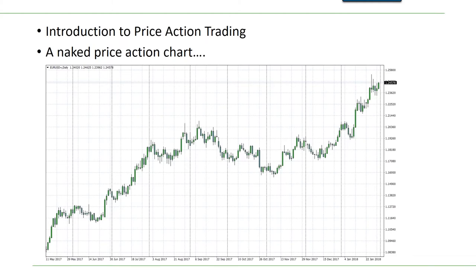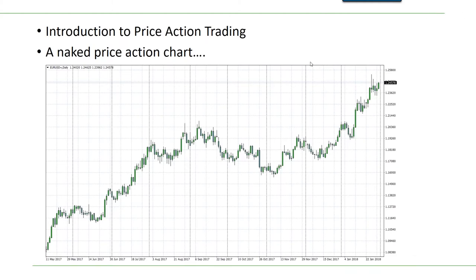As opposed to, okay, here, a naked price action chart. Just a very, very simple one. There's nothing on that chart. We have price identified here as candlesticks. For those of you who are completely new to trading, you can choose on the MetaTrader platform to have price identified as a line drawing, or as a bar, or as a candlestick, as you can see here.